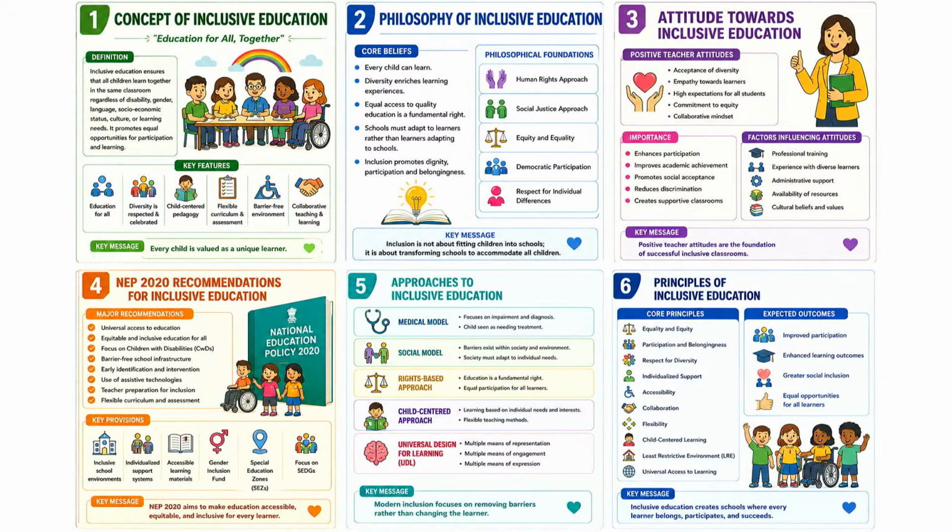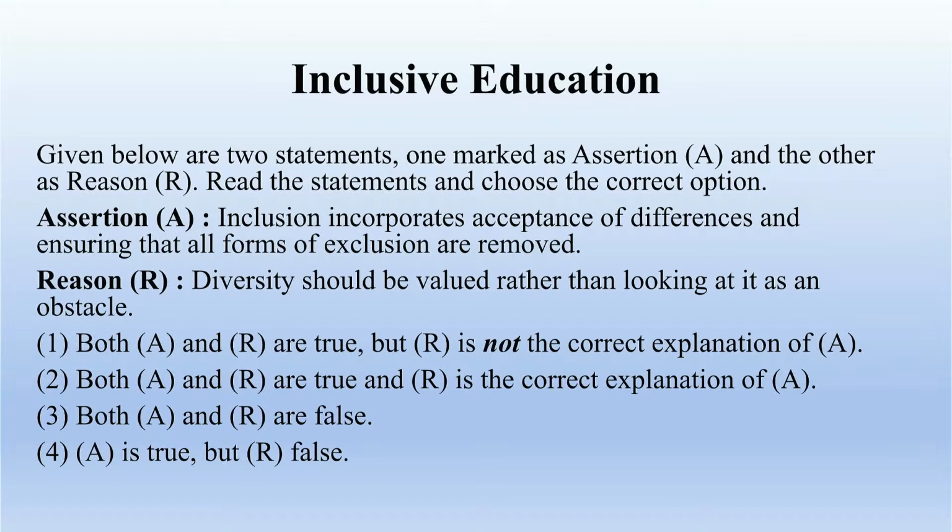Now, next, I'll go through one of the questions you can have. Let's look at the question taken from the previous year question paper related to this section. Given below are two statements, one marked as assertion A and the other as reason R. Read the statements and choose the correct one. In this you can see there are two statements: one is the assertion, another is a reason.